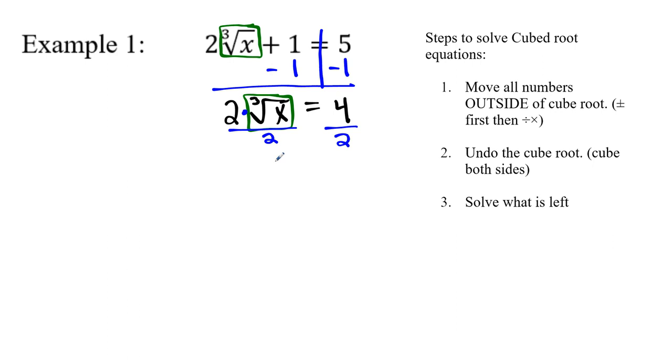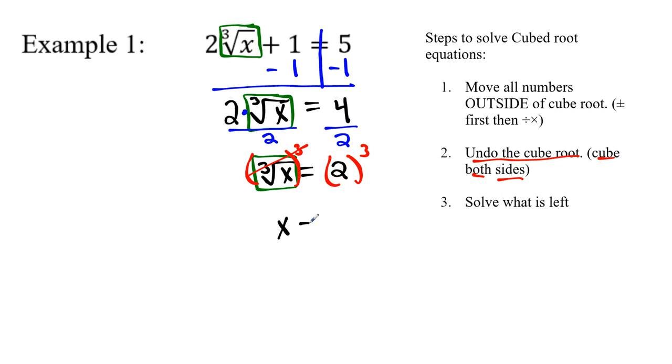We now get the cube root of x is equal to 2. Now that the cube root is all by itself, and we can box and double check, yep, there's nothing else with it on that side, we now can cube both sides. Because how do you undo the cube root? Yeah, cube both sides. So this cube's going to cross out with that cube root, which just gives me my x, and it's equal to, well, what's 2 to the third power? That's 2 times 2 times 2, which gives us a positive 8. We don't need to solve what is left because x has already been isolated for us.